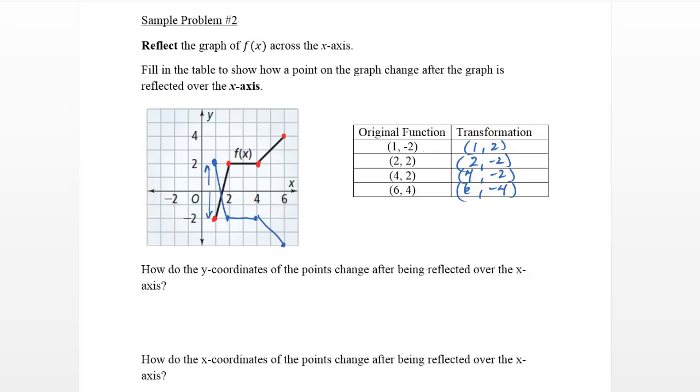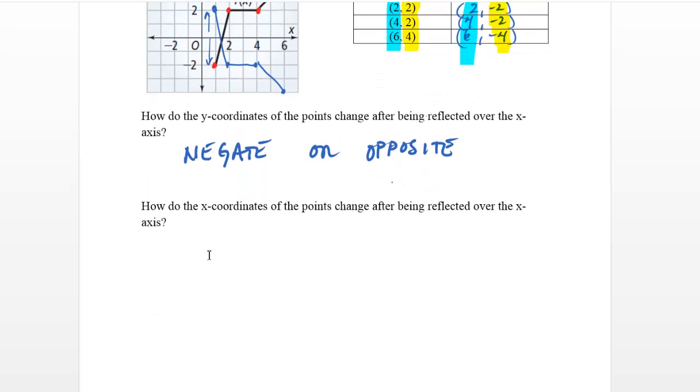The next question asks, how do the y-coordinates of the points change after being reflected over the x-axis? You can see here that these points in relation to those points are actually opposite values. You could say it's negating the values, or making them opposite values. The next question says, how do the x-coordinates of the points change after being reflected? Looking at those values right there, there is actually no change. So we could simply say no change.